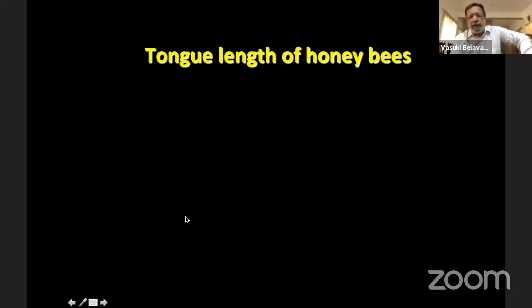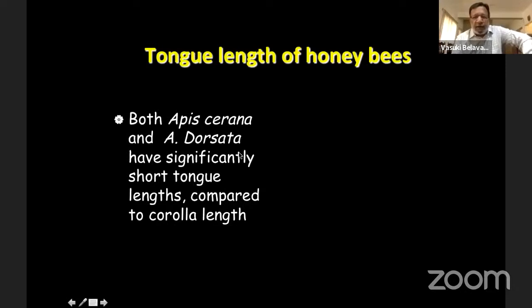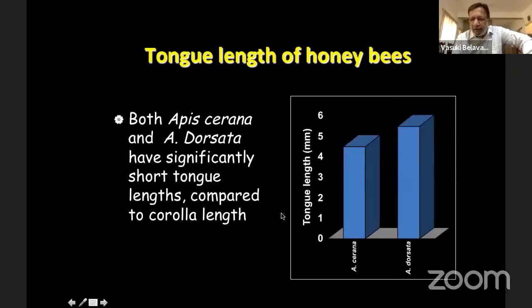Now, why is that so? If you look at the tongue length of honeybees, both Apis cerana and Apis dorsata have significantly short tongue lengths compared to the corolla length. The tongue length of both cerana and dorsata is between 4.5 and 5.5 millimeters. The corolla length is 23 millimeters. So with 23 millimeters of corolla length full of nectar, with a short tongue length of 4.5 millimeters, the bee is still capable of taking nectar up to 11.5 millimeters.